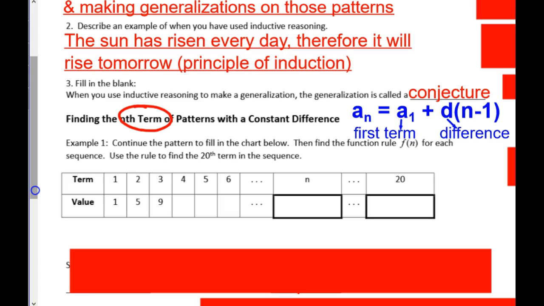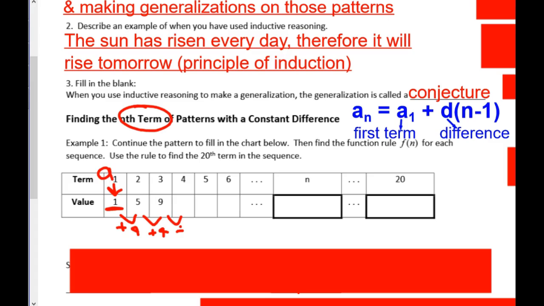Let's try it on example 1. First, I need to find A1. A1 is right here. A1 is that number below the first term, which is 1. So A1 is 1. And then the difference: I have to figure out on the bottom what's happening each time. To get from 1 up to 5, adding 4. To get from 5 up to 9, also adding 4. So it's constant.